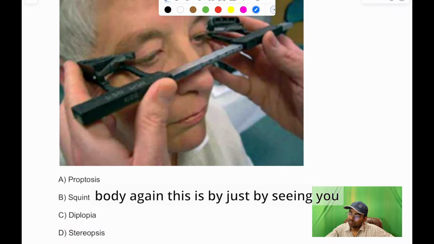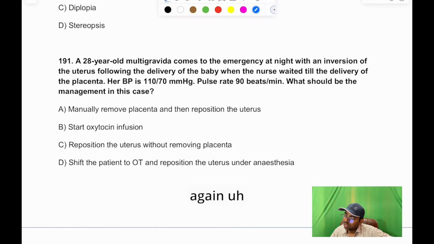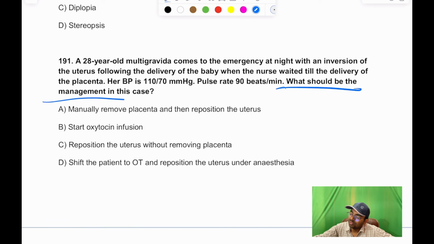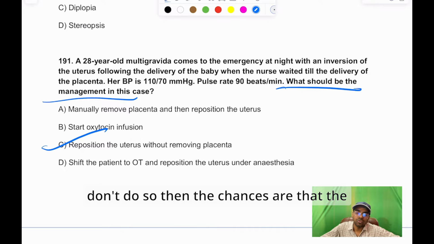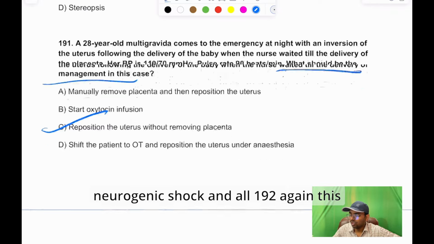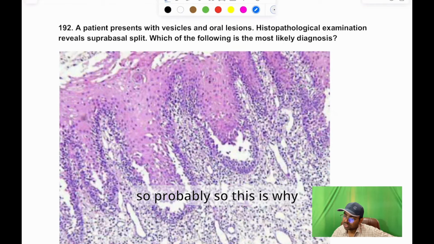Again, by seeing this you can say that they are asking about proptosis. Again, a 22-year-old comes to emergency with inversion of the uterus during pregnancy. See, what do we do in inversion? We try to reposition the uterus without removing the placenta, and then we take the next step. Because if we don't do so, then the chances are that the patient may go into neurogenic shock and all.